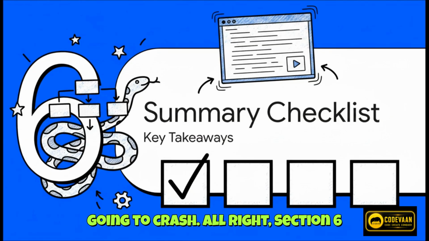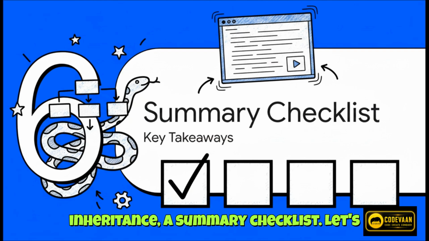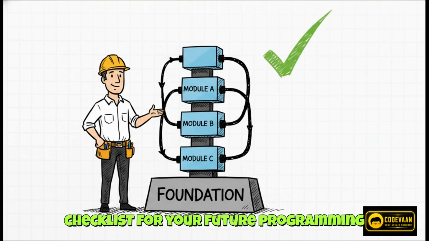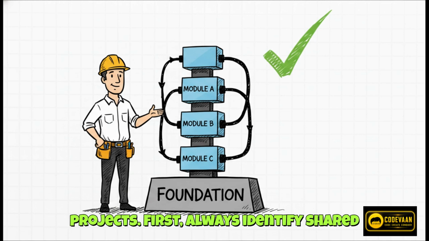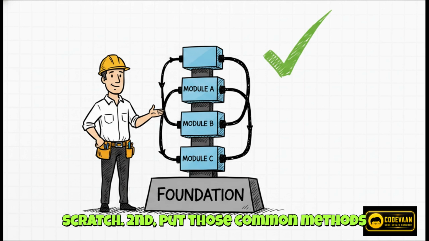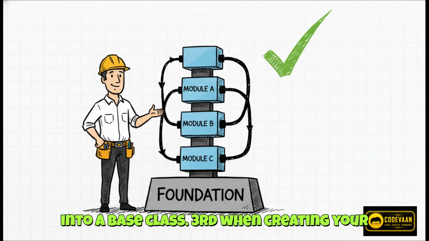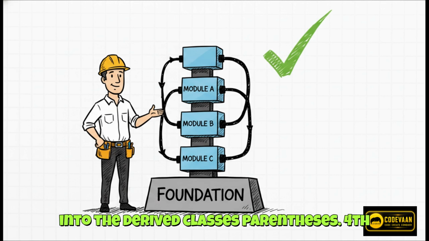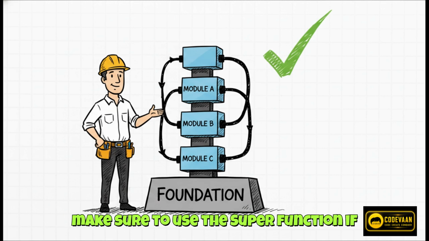All right, Section 6, Inheritance, a summary checklist. Let's wrap up today's lecture with a final checklist for your future programming projects. First, always identify shared features early to avoid writing them from scratch. Second, put those common methods into a base class. Third, when creating your specific blueprints, pass that base class into the derived class's parentheses.